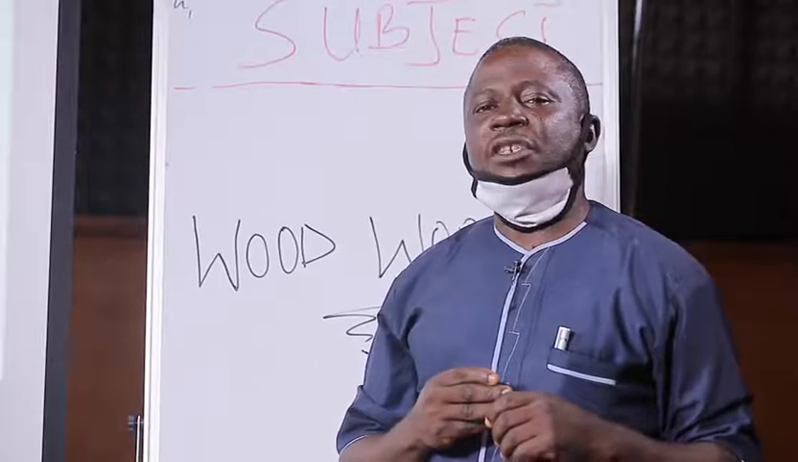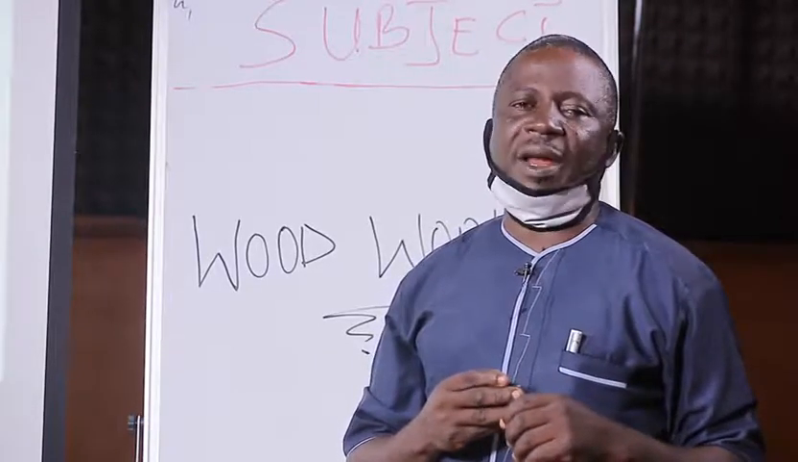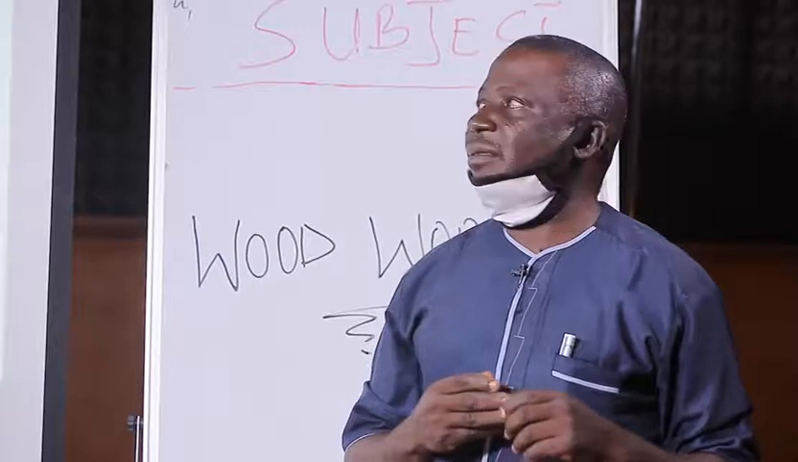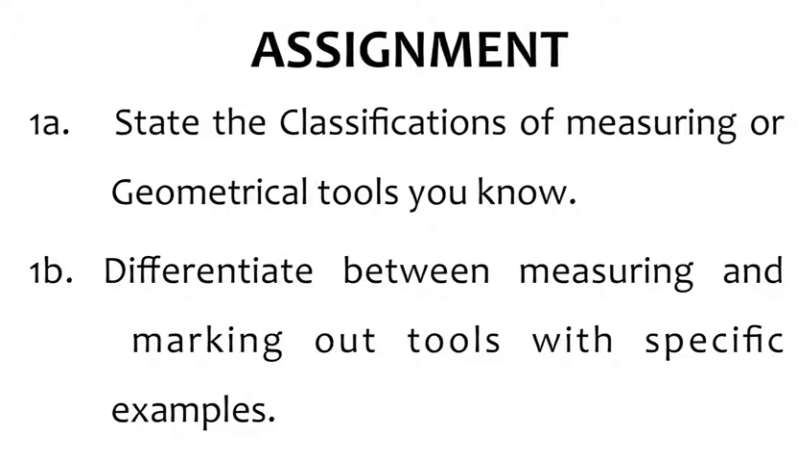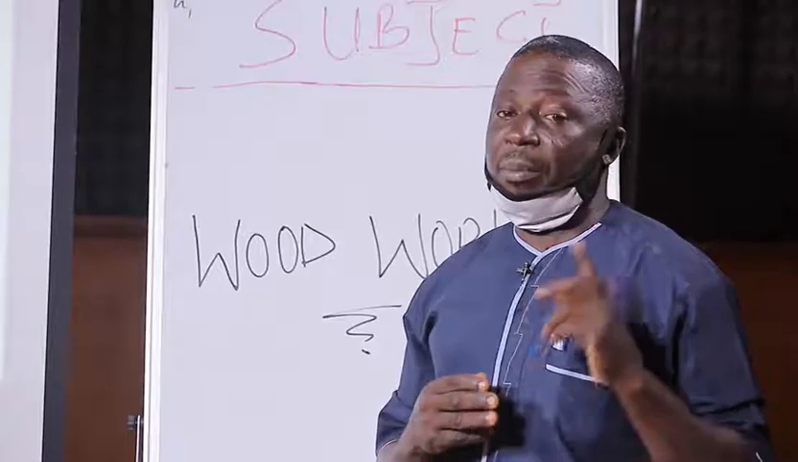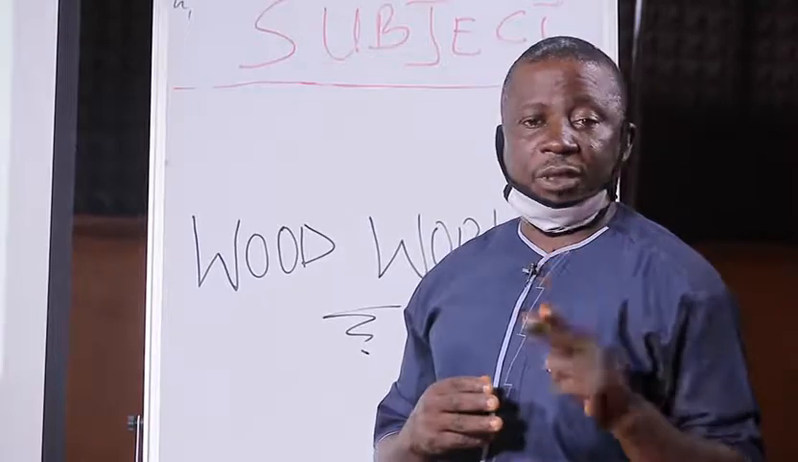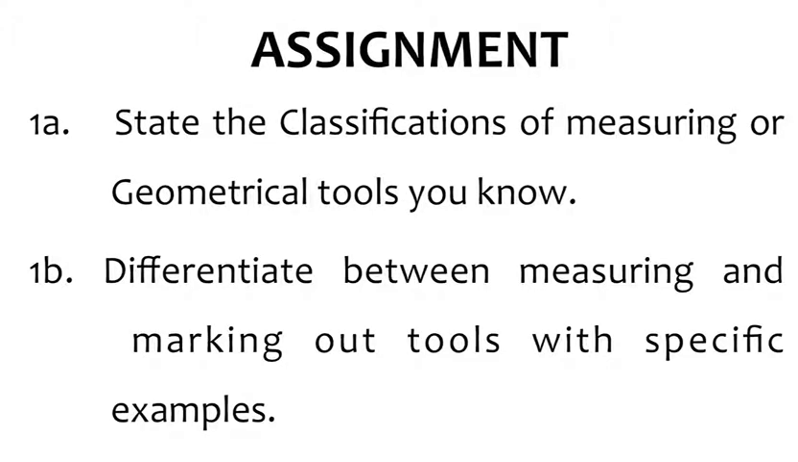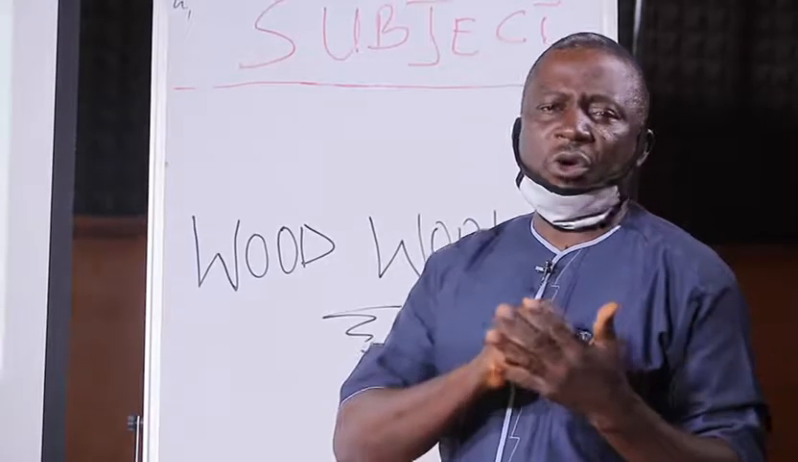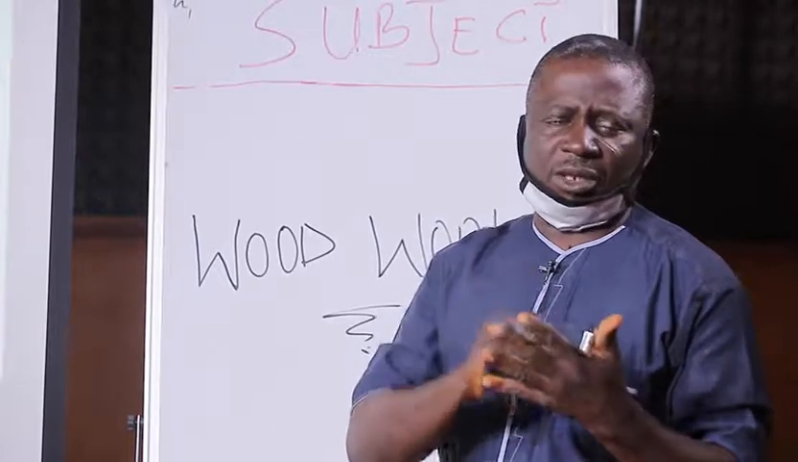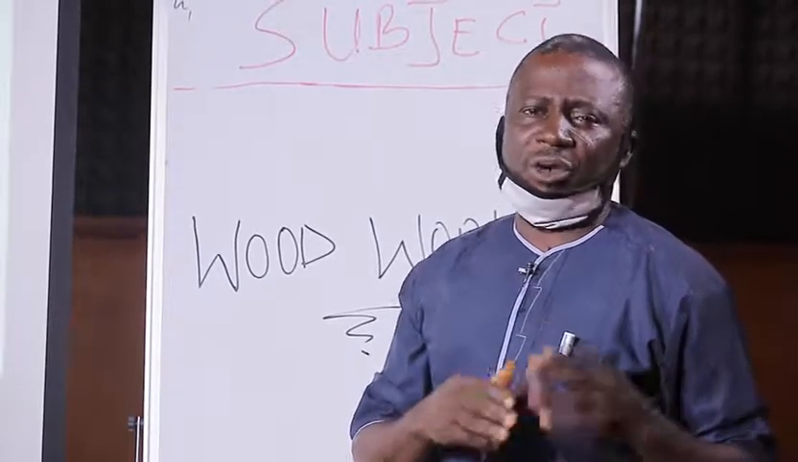My listeners at home, having discussed all this, I want to give you an assignment. And this assignment is, 1, state the classification of measuring or geometrical tools you know. Remember, we have two of these measuring or geometrical tools. We have the measuring, and then we have the gauges. And so, please, I want you to, on your own, sit down, look into it, and then bring out good meanings and tell us what their classifications are.